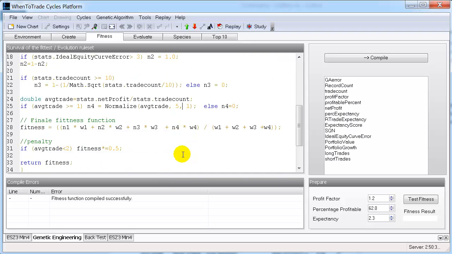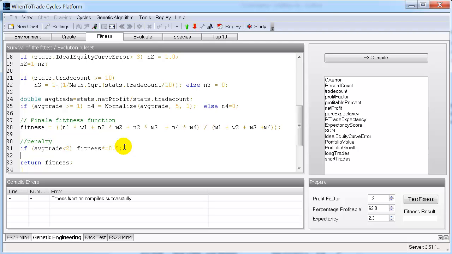And if the average trade is below 2 points, in this case we add the penalty element here, because we only want to see systems where the average trade is above 2 S&P eMini points. To realize this, we just add another rule, which means that if the average trade is below 2 S&P eMini points, then the fitness function will be halved. So the fitness will not be good if we have an average trade below 2 S&P points.